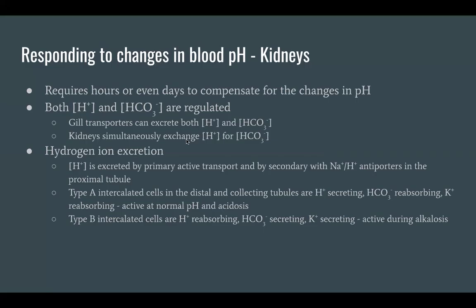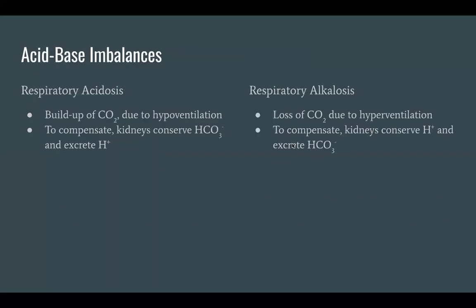Type A intercalated cells in the distal and collecting tubules are going to secrete H plus and reabsorb potassium ions and bicarbonate ions. These cells are active at normal pH levels or when we have acidosis. Type B intercalated cells are going to reabsorb hydrogen ions and then secrete bicarbonate and potassium, and this is going to be active during alkalosis.